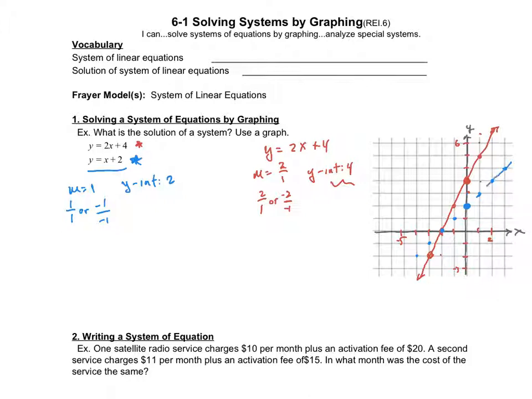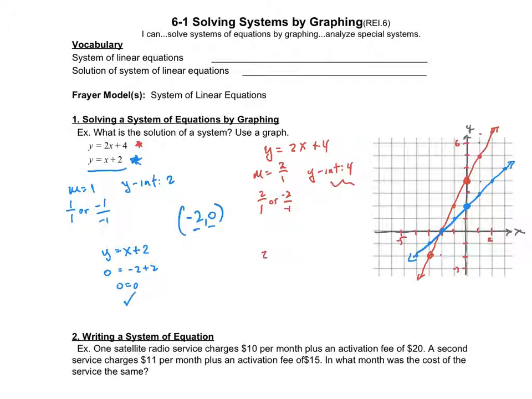As I connect this, continuing my line, we'll see that my intersection point, my overlap, is going to be at negative 2 and 0. That's where those two lines intersect, so that would be the solution. I've graphed it, but if I wanted to understand that mathematically, I can replace x and y in y equals x plus 2 with that ordered pair. I would have 0 is equal to negative 2 plus 2, and that would be 0 is equal to 0. So yes, that is a solution for that equation.